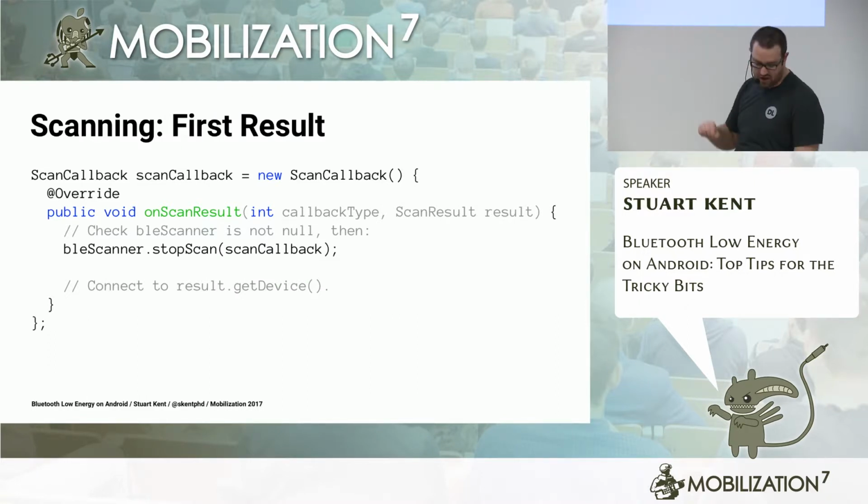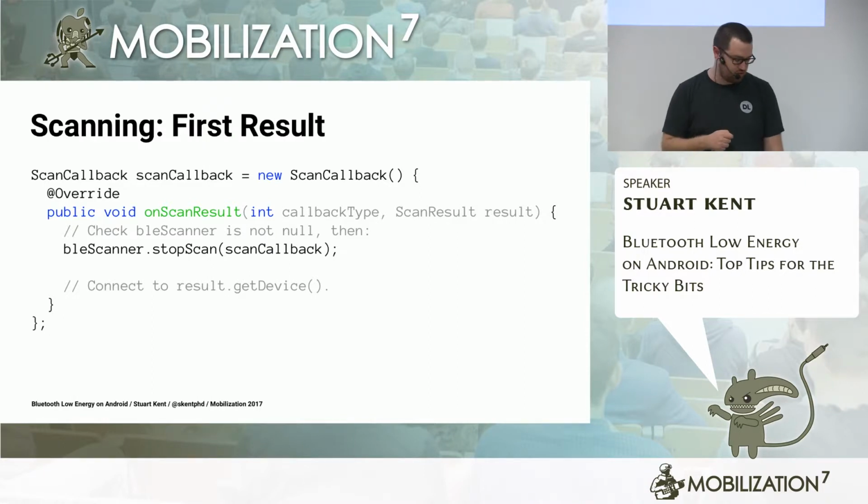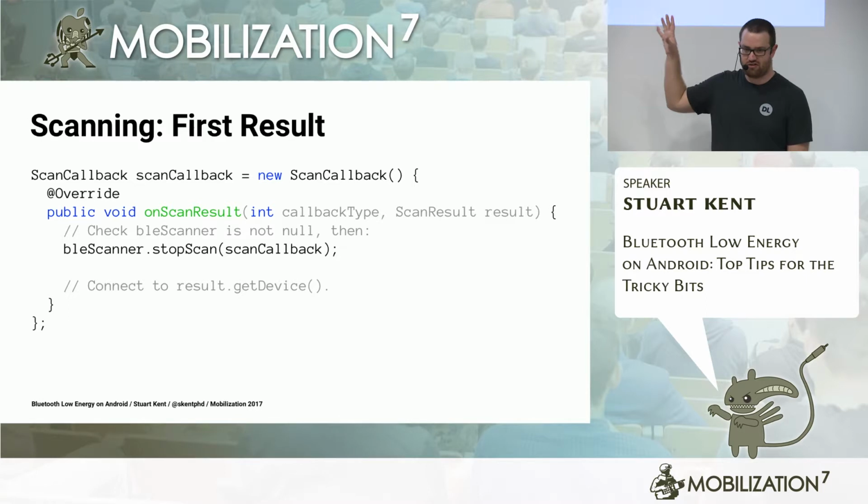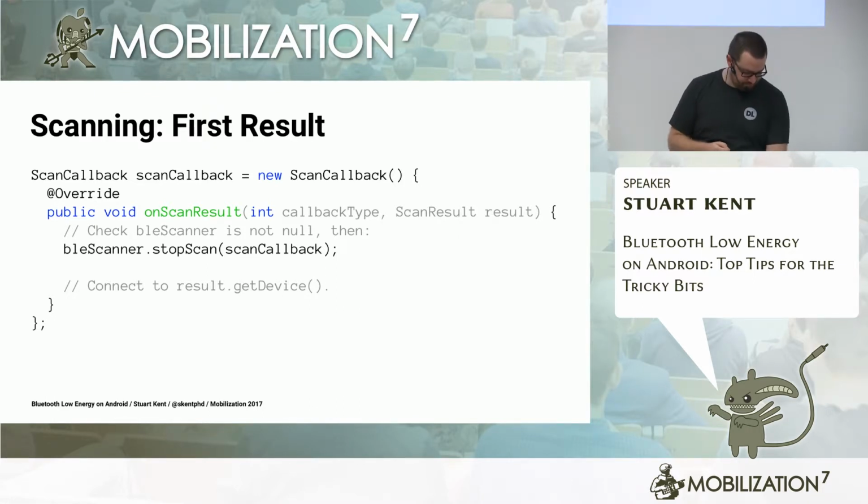Just to show a couple of examples here, which one you'll prefer will depend on your use case. This is an example of saying, as soon as I receive the first result, stop scanning right there, after checking that my BLE scanner is not null, because remember, that could be null if the BLE has been turned off. And then just retrieve the device from this result and connect to it.